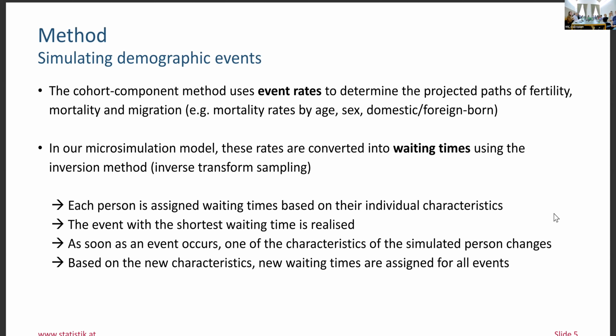And then as we move throughout the simulation, the event with the shortest waiting time will be the one that's realized. And once an event is realized, the characteristics of this person change, the waiting times are updated. And then again, we move through the simulation until the simulated person either emigrates abroad, dies, or we reach the end of the projection horizon.